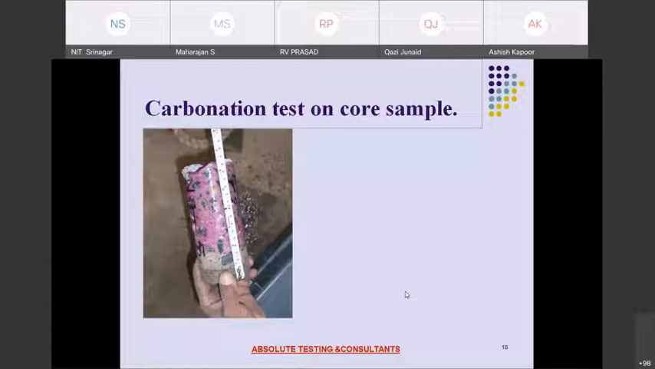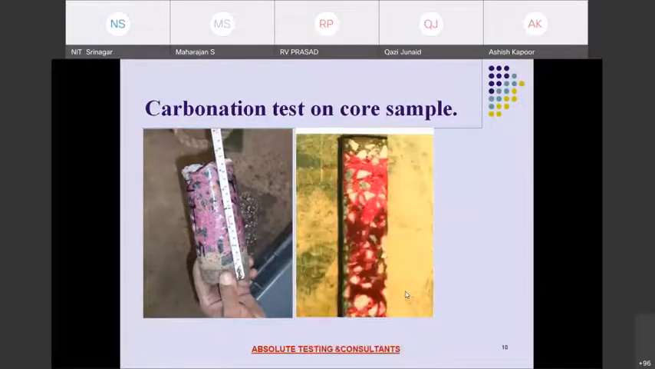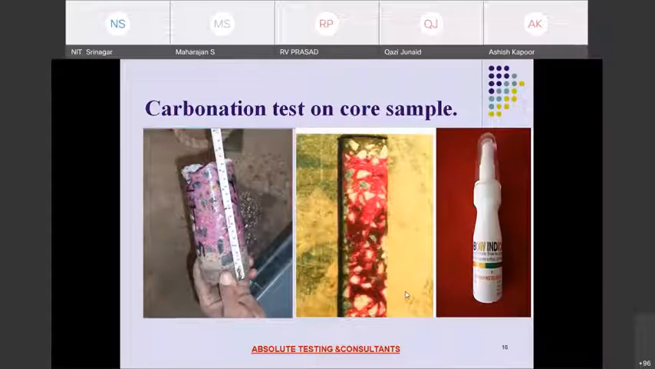So it means that ingress of carbonation starts from outside and slowly it penetrates into the concrete surface. Here again, the rate of carbonation also depends on the density of concrete, or you can call it the quality of your concrete. If your quality of concrete is good, the rate of carbonation is always low. Here you can see this is another example of a carbonation core sample. This type of chemical is available in the market. This is the example of rainbow indicator.